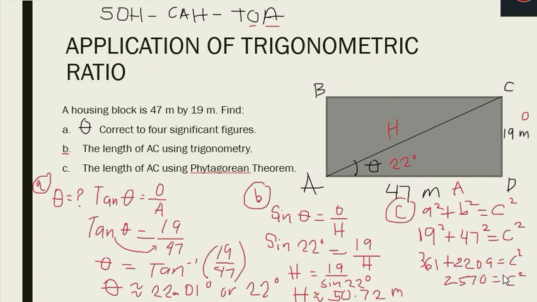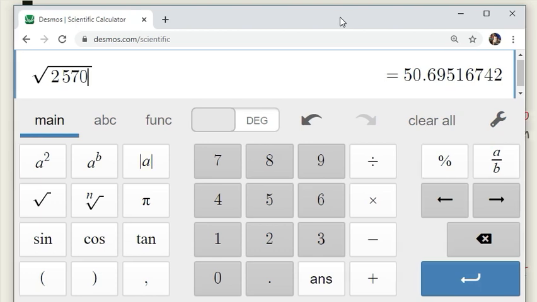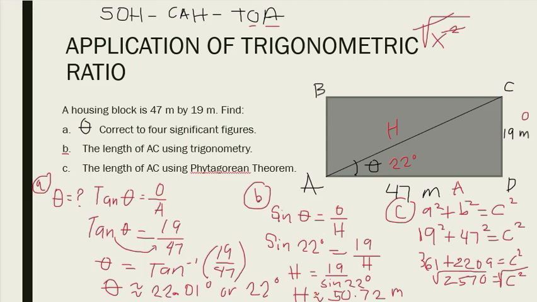And then we want to eliminate the exponent here, so we take the root. If you want to remove the square, or the exponent, you take the root of the number, and that will cancel out. So what is the square root of 2,570? Let's show it here. The square root of 2,570 is 50.70.